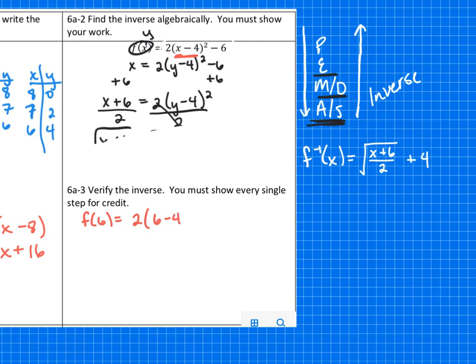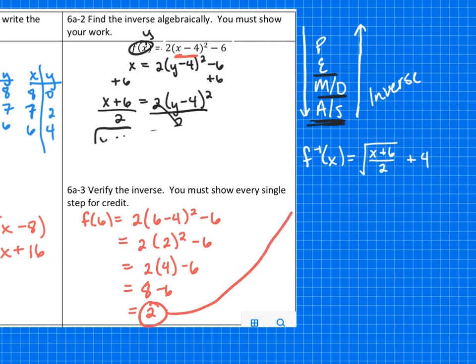So 6 minus 4 squared minus 6. 6 minus 4 is 2. And by the way, you have to show all of your steps for the verification piece. 2 squared is 4. Otherwise, you're not really verifying. You're just saying, yes, I know what the pattern should be, and I'm not actually checking that this is working. 2 times 4 is 8, minus 6 equals 2. Once you get that, you're putting that in for x into your inverse. So I have f inverse of 2. So that's going there.